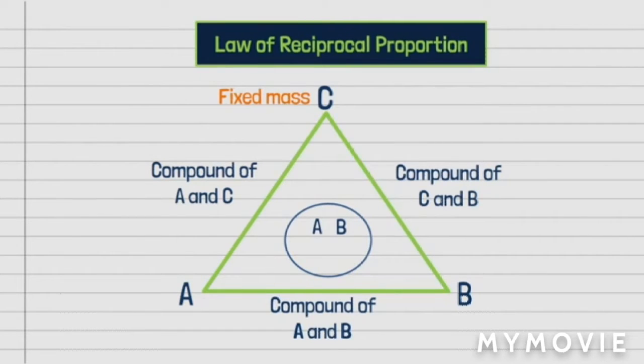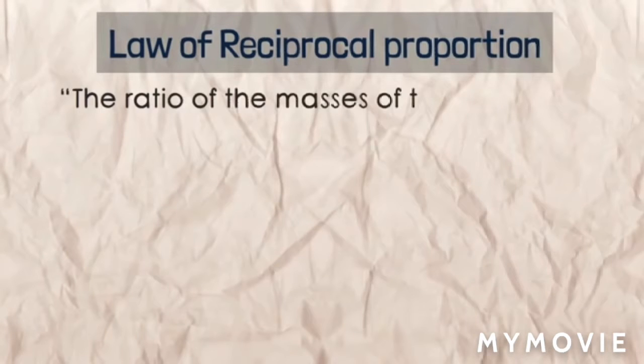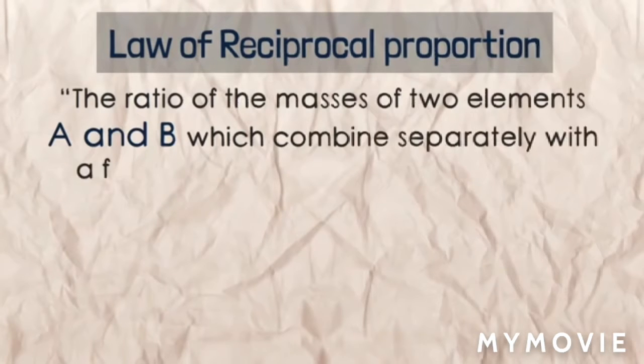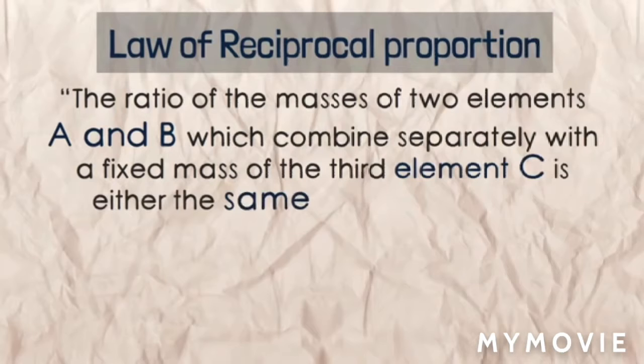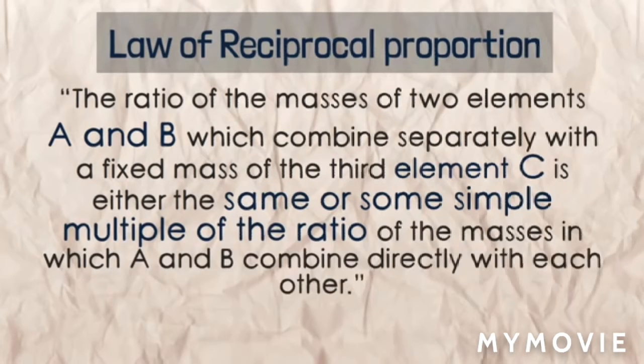At the bottom, we have a compound which is formed by direct combination of the elements A and B. Now the ratio of the masses in which A and B combine directly with each other is calculated. This is step 2. You can observe that the ratio we get from step 1 and 2 is the same or some simple multiple. So according to the law of reciprocal proportion, the ratio of the masses of two elements A and B, which combine separately with a fixed mass of the third element C, is either the same or some simple multiple of the ratio of the masses in which A and B combine directly with each other.